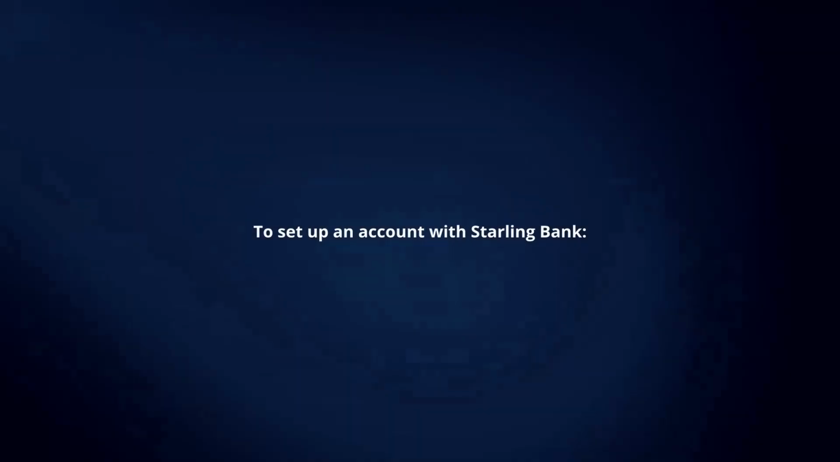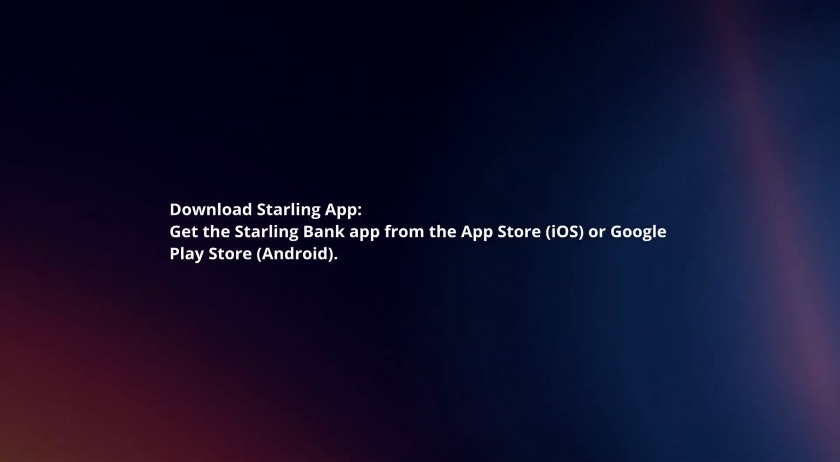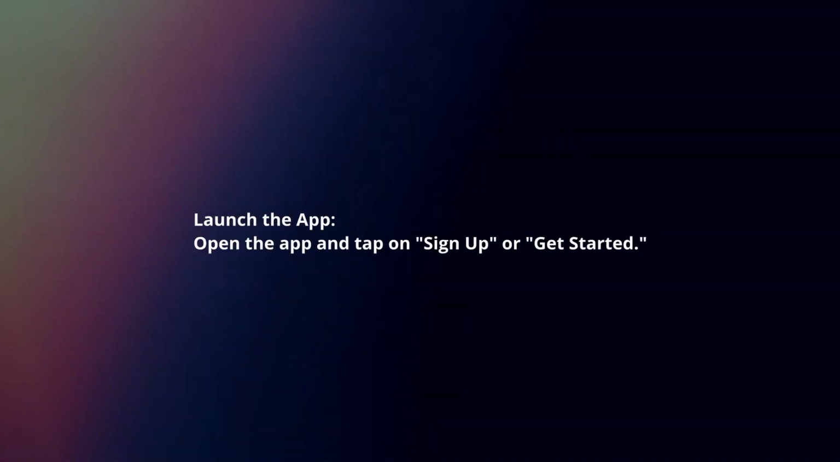To set up an account with Starling Bank, download the Starling app. Get the Starling Bank app from the App Store or Google Play Store. Launch the app. Open the app and tap on Sign Up or Get Started.